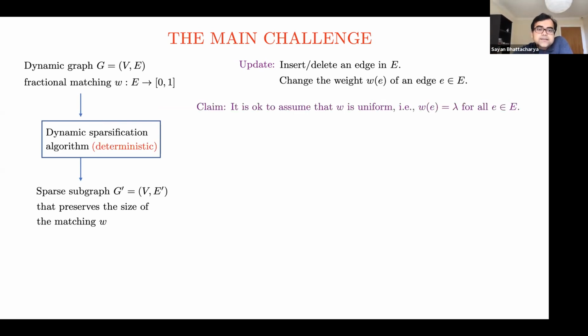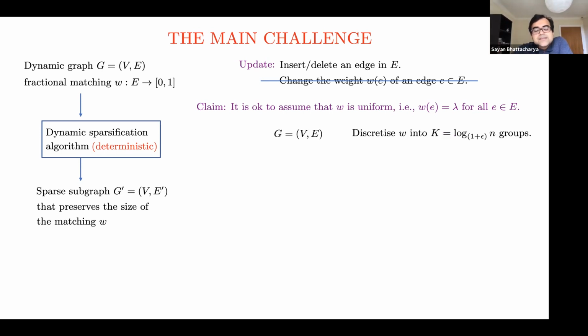Now, first, let's get a simple thing out of the way. It's a standard thing, but note that it's okay to assume that the input matching W is uniform, that W of E is lambda for every edge E in the input graph. Why? If it is not uniform, okay, and if this claim is true, what does this mean when we are talking about the update to this sparsification algorithm? The update is just insert or delete an edge in the graph, because the weights of all the edges are unchanged. They are fixed. They are lambda.